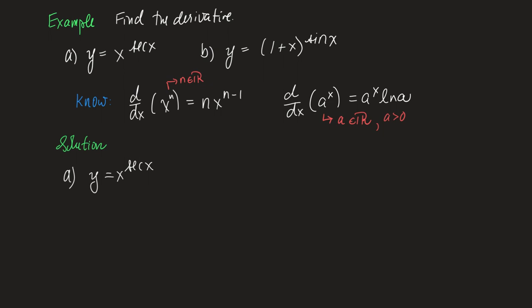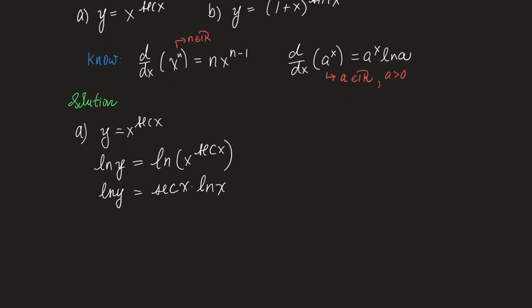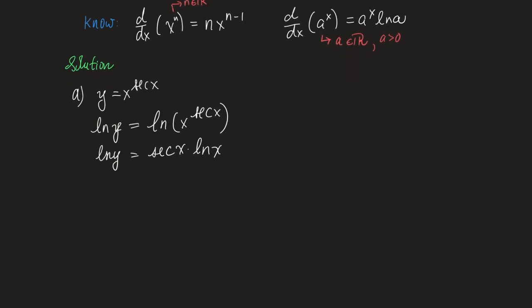So what we do in a situation like this is we can take the log of both sides. So we're going to do logarithmic differentiation. So ln of y is ln of x to the secant x. And the reason this helps us is because we know that we can now use the log rule to rewrite that as secant x times ln x. And now I can go ahead and differentiate both sides implicitly.